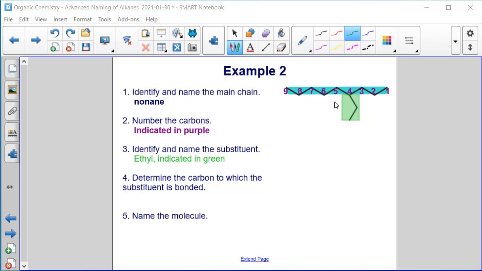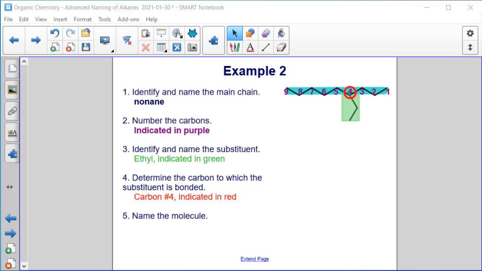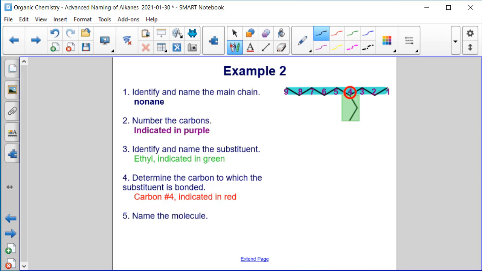Okay, so indicated in green, like we showed on the previous slide, is an ethyl group. Now, what carbon is that substituent bonded to? If you do the work of numbering your carbons properly, that's already done for you. That's carbon 4. All right, so indicated in red there, you see it's carbon number 4. And if you've done all of the work up to this point, writing the name itself is straightforward.